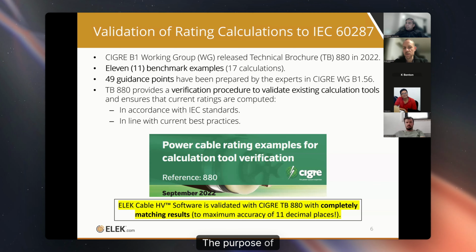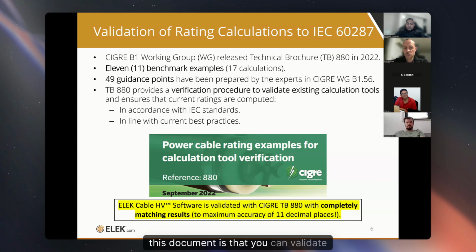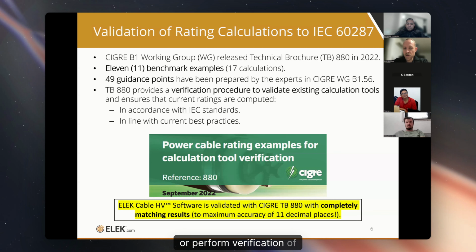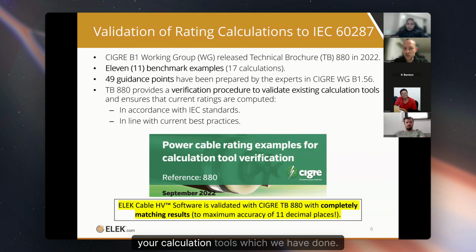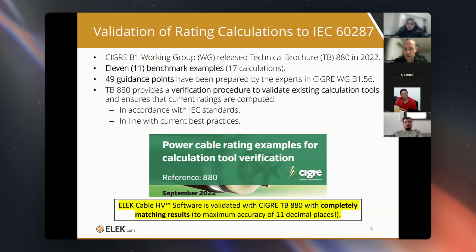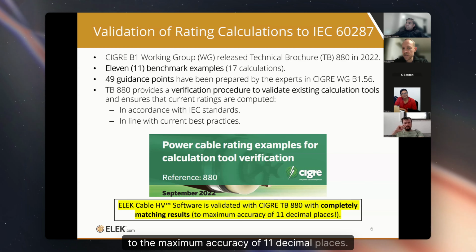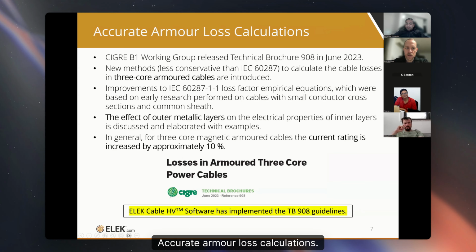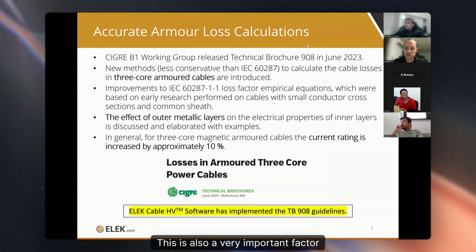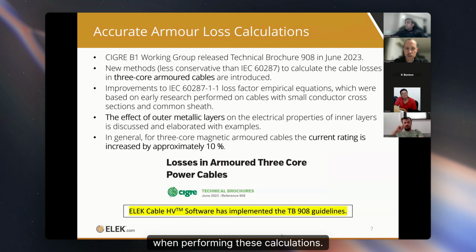The purpose of this document is that you can validate or perform verification of your calculation tools, which we have done. We have complete matching results with all of the case studies up to the maximum accuracy of 11 decimal places. Accurate armor loss calculations. This is also a very important factor when performing these calculations.